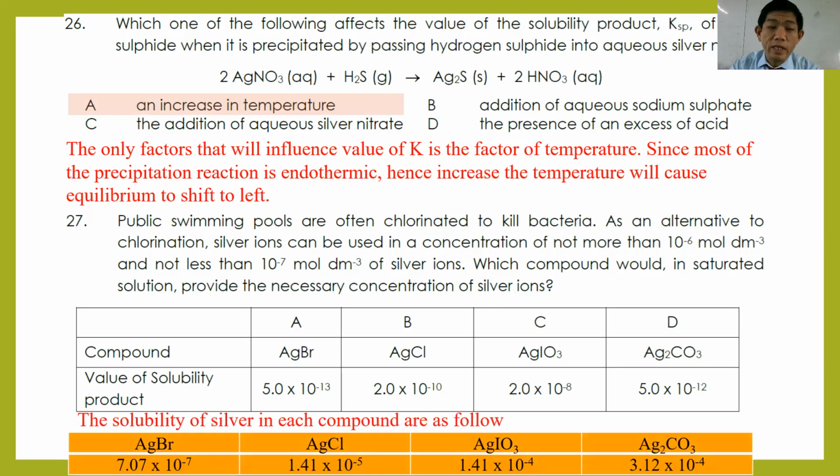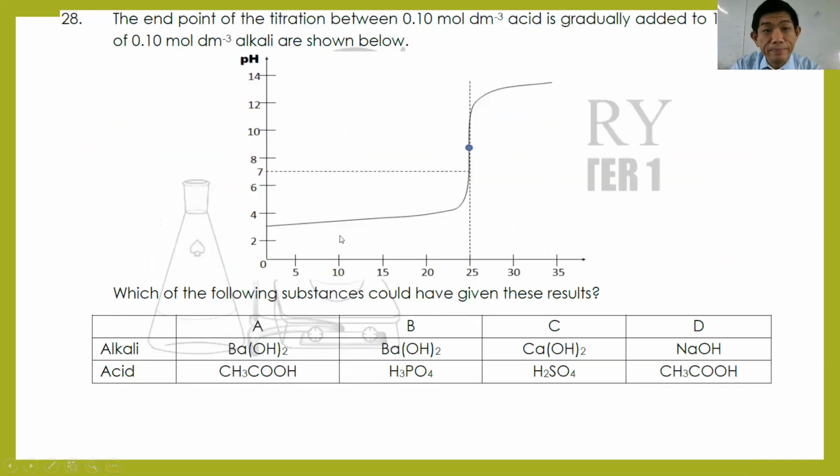So after we calculate the solubility for each silver compound, you have AgBr 7.07 times 10 power negative 7, AgCl 1.41 times 10 power negative 5, AgIO3 1.41 times 10 power negative 4. Then the silver carbonate will be 3.12 times 10 power negative 4. So in here, it seems that the silver bromide fulfills the requirements. So therefore, the best answer in here is A.